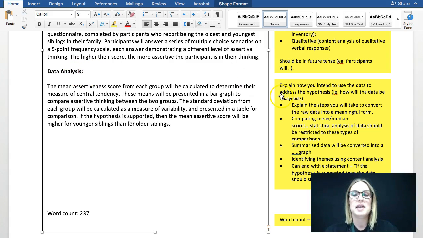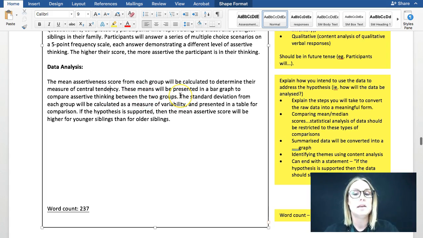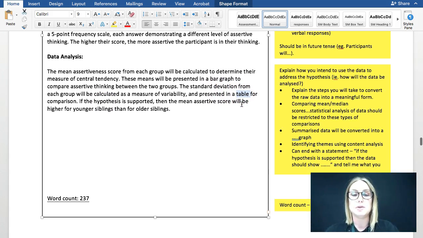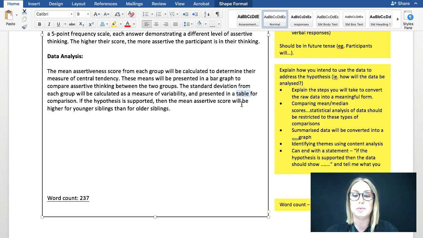Okay, now data analysis. As I've got here, this is about how you're going to use the data. Like, how is this data then going to help you answer your hypothesis? Okay, so I've got here the mean assertiveness score from each group, so group being youngest or oldest, will be calculated to determine their measure of central tendency. Okay, so I've got mean, central tendency. These means will be presented in a bar graph to compare assertive thinking between the two groups. The standard deviation from each group will be calculated as a measure of variability. Now remember, you don't have to use the standard deviation, and presented in a table for comparison. And important to note here that we don't graph the standard deviation. Remember, we just put it in a table.